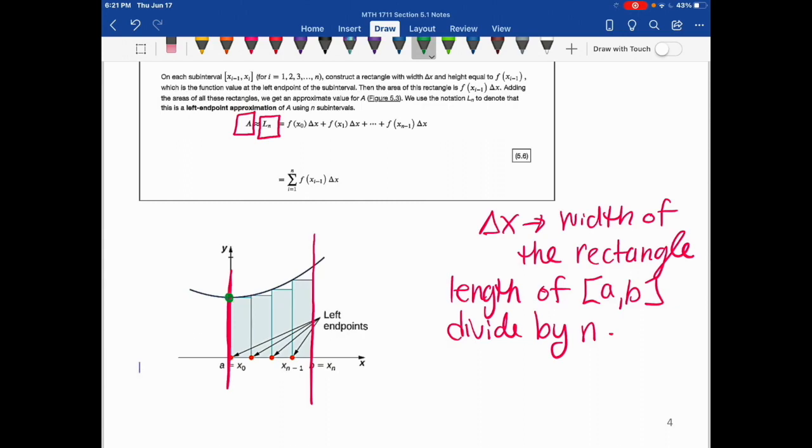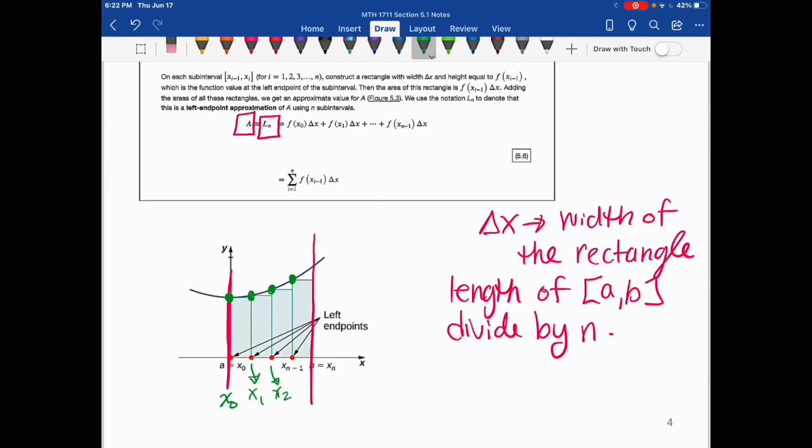And so if you look at this picture, to find the height of the rectangle, you're going to look at the left edge of each rectangle. That is why they call this left endpoint approximation, because we're using the left top corner of that rectangle to find the height of the rectangle. Now, what you're going to do is evaluate the function at that value of x to find the height of the rectangle.